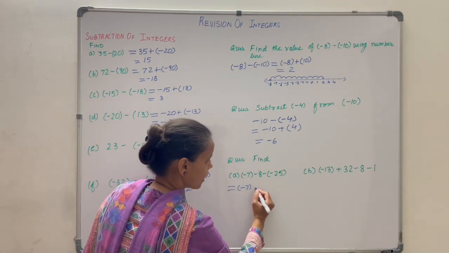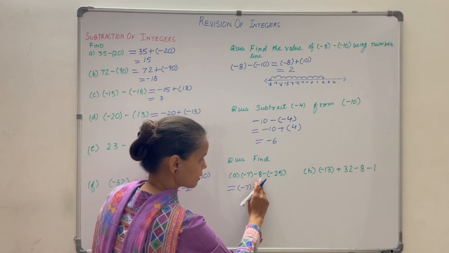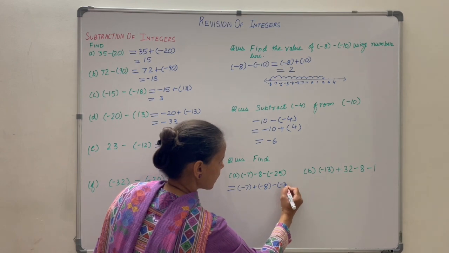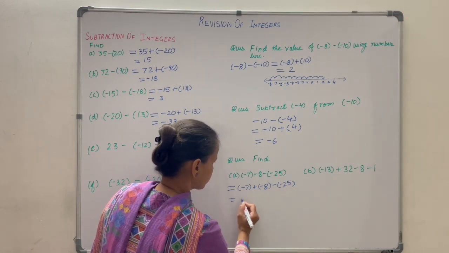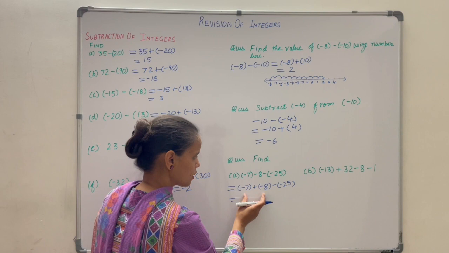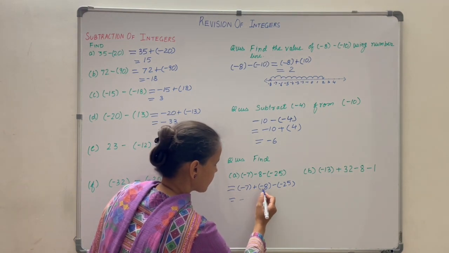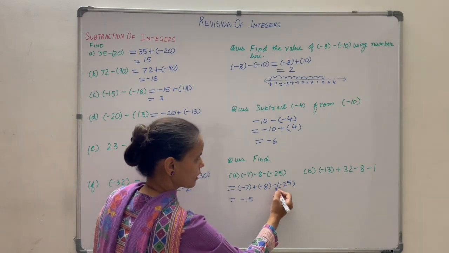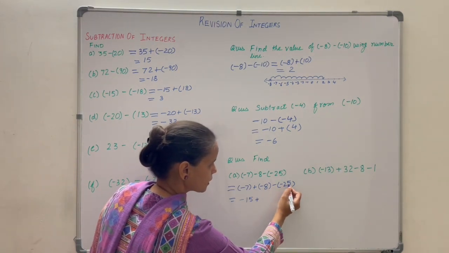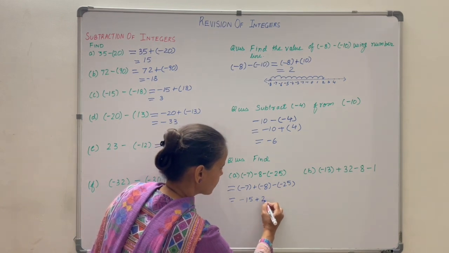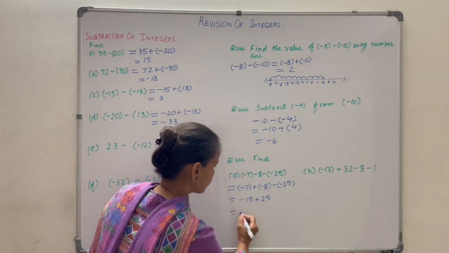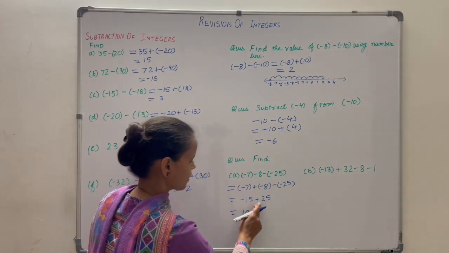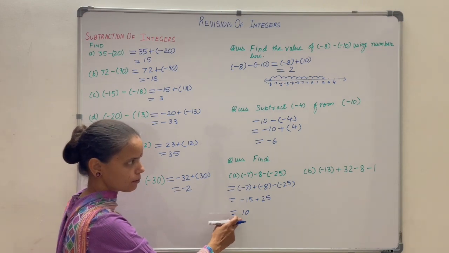-7. You need to add the additive inverse of, here it is +8. So it is -8. This I am copying as it is. So now you are adding both negative integers. So it is -7 minus 8 is -15. Now you need to add the additive inverse of -25, which is +25. Both are alternate signs. So the difference is 10 and sign of the greater number. Greater number is 25. So the result is positive.